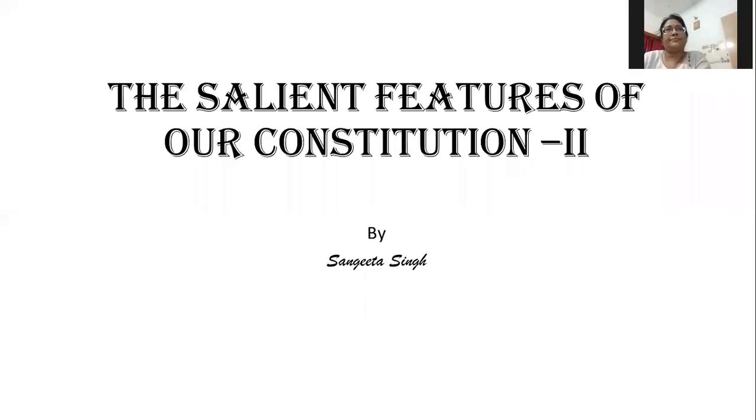Good morning, students. Today we are going to do the second part of our constitution, that is the salient features of our constitution. You know that the constitution was prepared for the guidelines of a country. When a country is to be governed, there are certain rules and regulations which have to be followed. Then only we are able to govern a country properly.